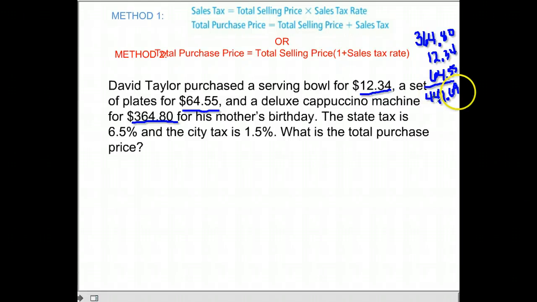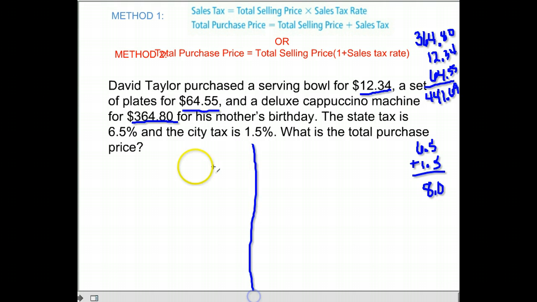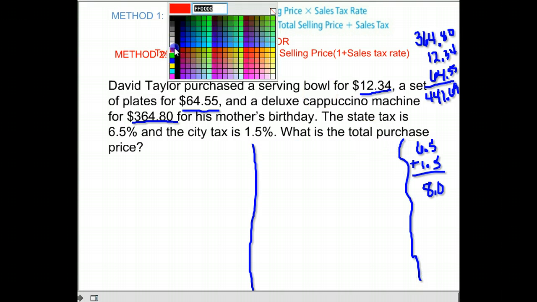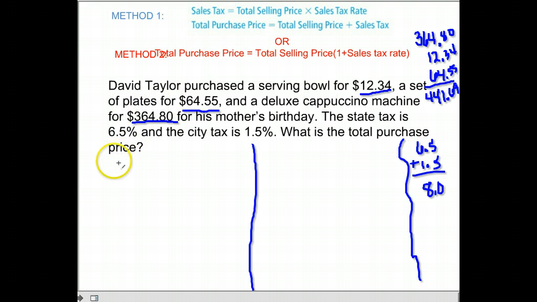Okay, I'm at $441.69. Okay, and then again, his total tax is 6.5% plus another 1.5%, which again is still an 8% tax. So again, you have those two methods there. You can use whichever method you want. I will do both again this time, just so you can see how both of them work. You'll get the same answer either way.